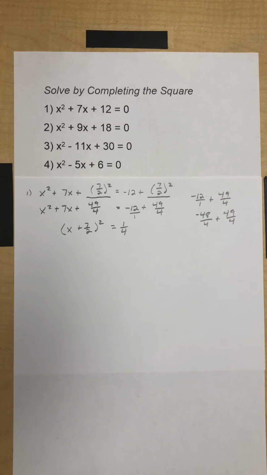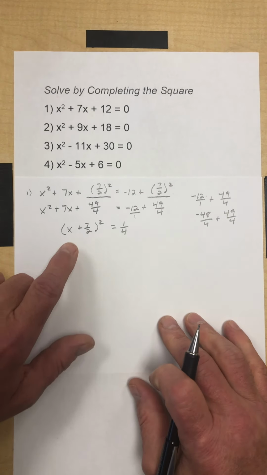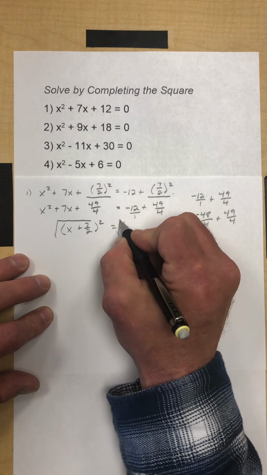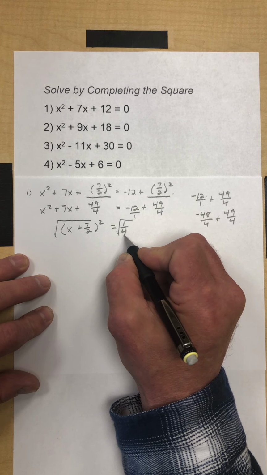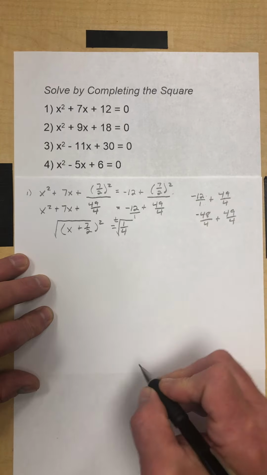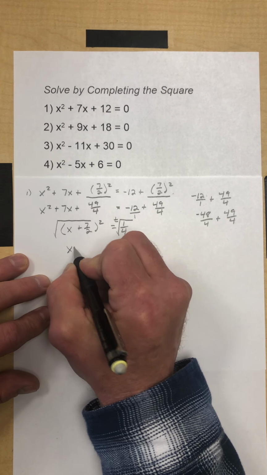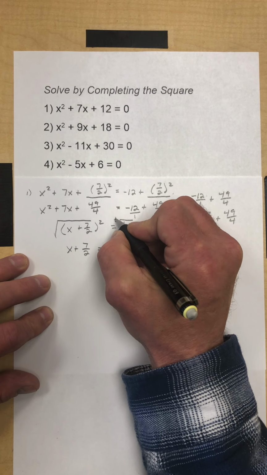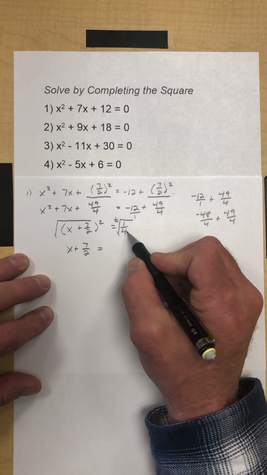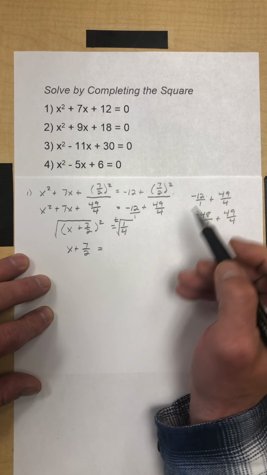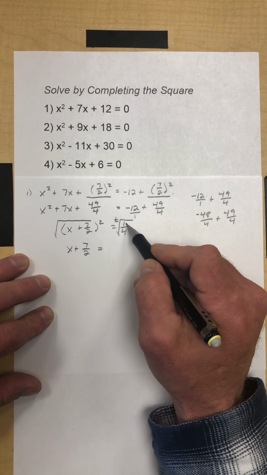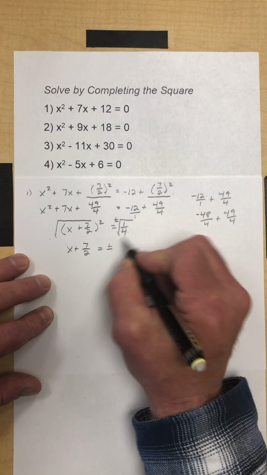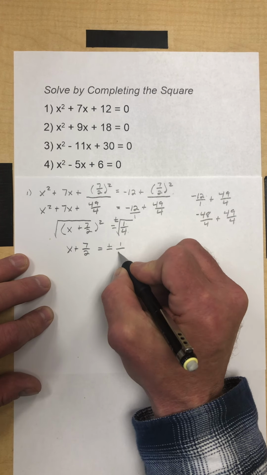So we get to this point, and I've got to take the square root of both sides. Remember, anytime you take the square root of a positive number, it has 2 of them, so we have plus and minus. So I get x plus 7 halves equals plus or minus the square root of 1/4. Now notice that 1/4 is a perfect square, because 1 is a perfect square and 4 is a perfect square. So I can just take the square root of the numerator and denominator: the square root of 1 is 1, the square root of 4 is 2.